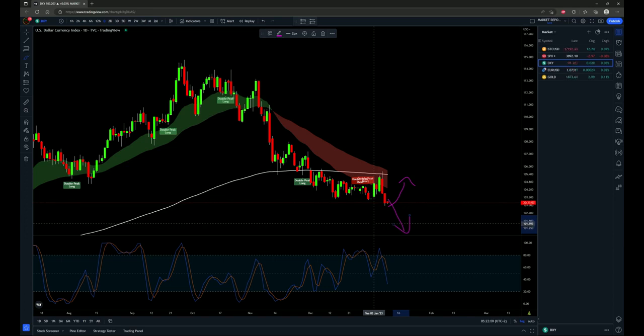So this one, just avoiding it for further development because there's the chance that we have a nice bounce out of here, and I just wouldn't be betting on any one side at this moment.